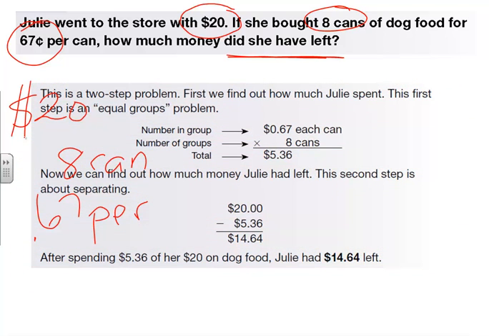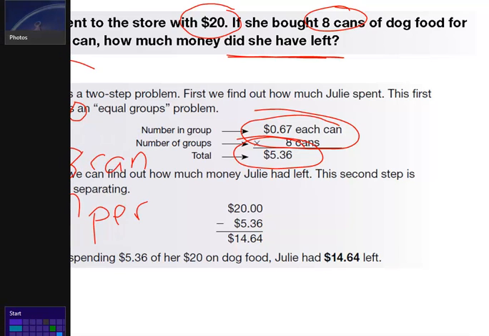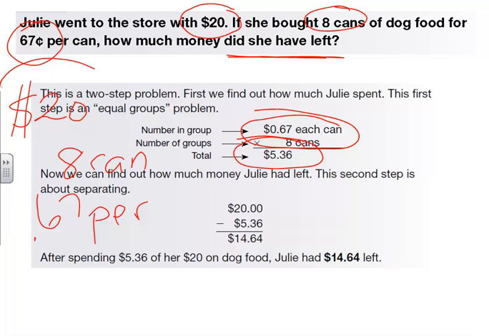Okay, so this is a 2-step problem. First, we find out how much she spent by multiplying the 8 cans by 67 cents a can. So we know that Julia spent $5.36 of her $20. Now we can find out how much money she had left over by doing step 2, which is just subtracting the $5.36 from her $20, which will tell us that she had $14.64 left. And that would be our answer.